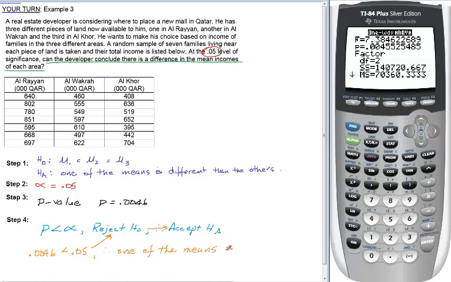Now that's of course a simpler test, and some people are now all going to that test automatically because it's simpler. But I did it both ways so you understand the F statistic as well. Alright, so there's your conclusion. One of the means is different from the others. So the developer can conclude that there is a difference in the mean incomes of each area.